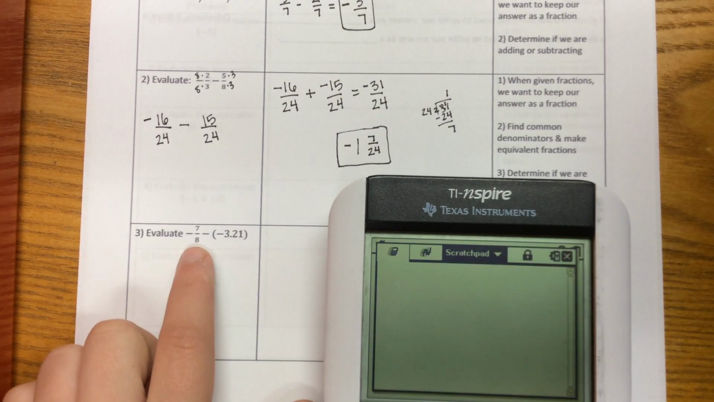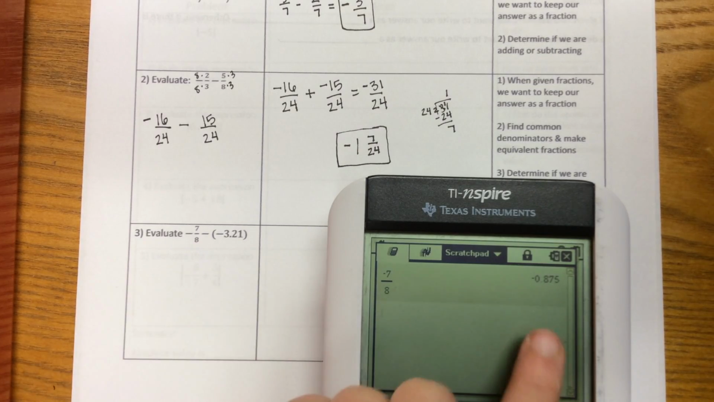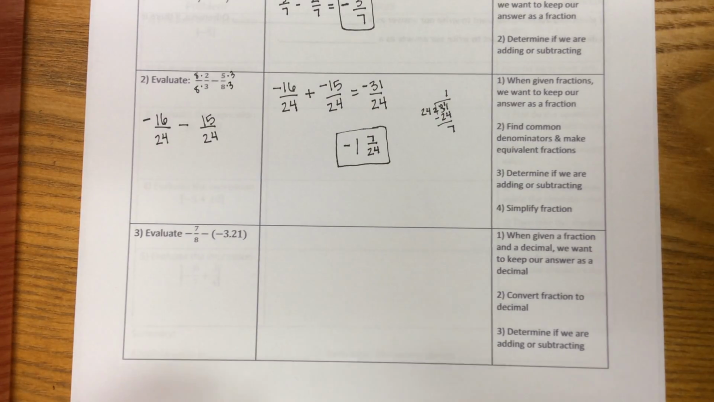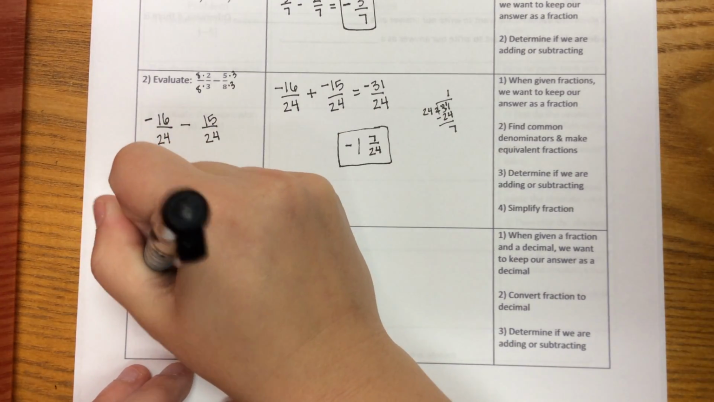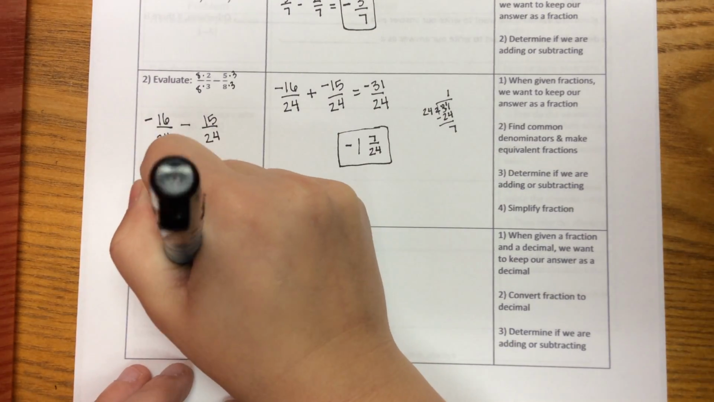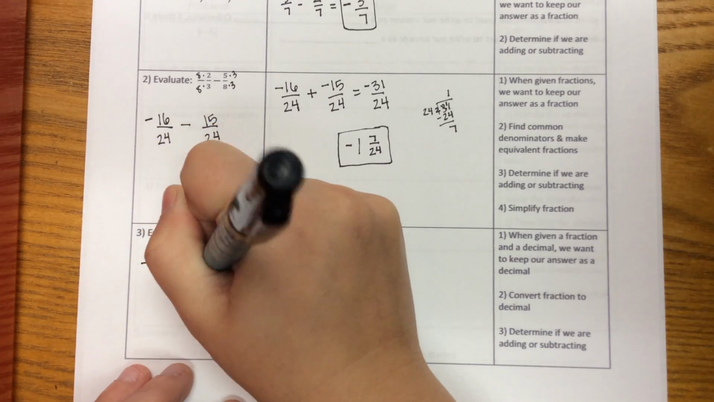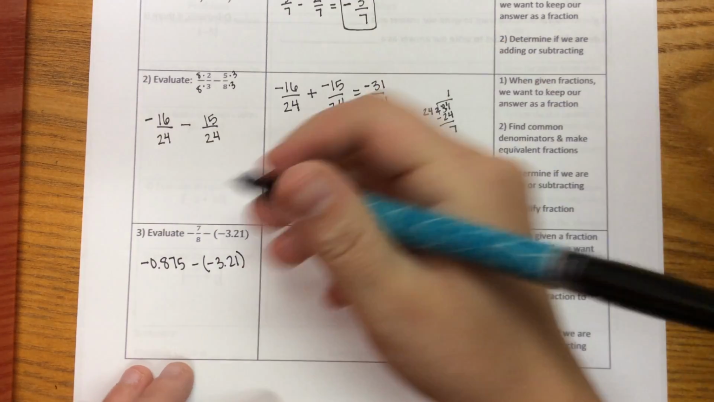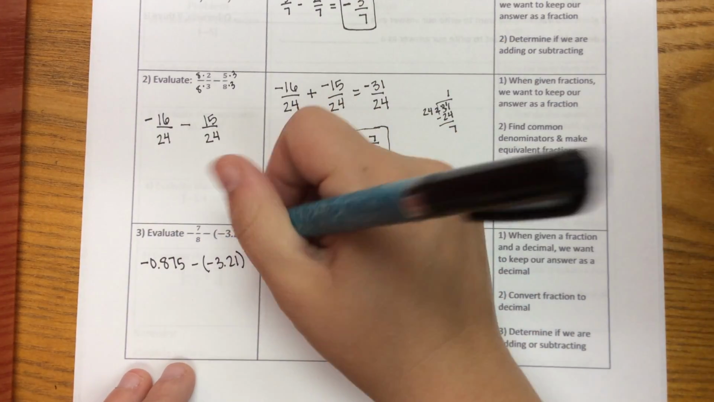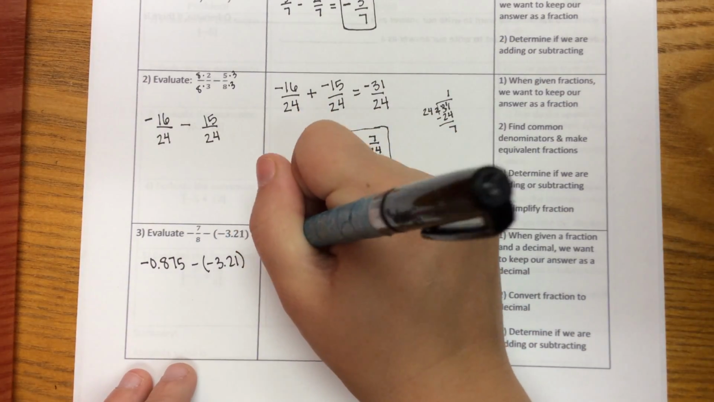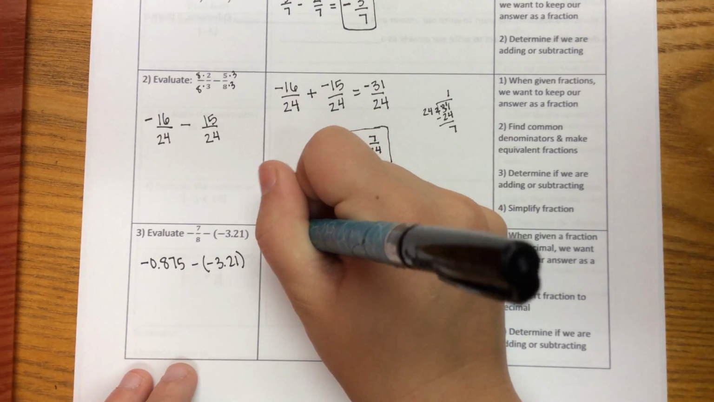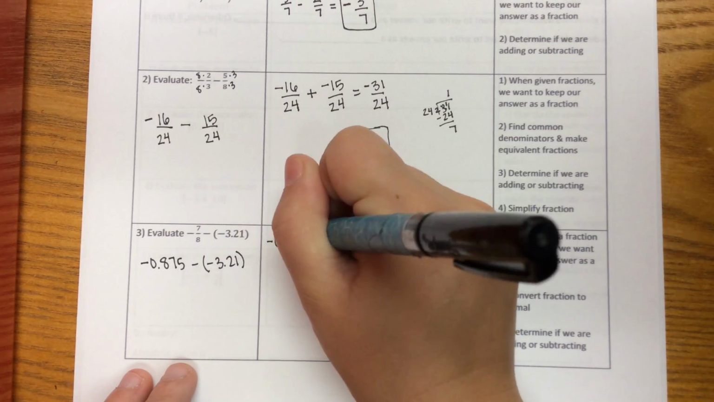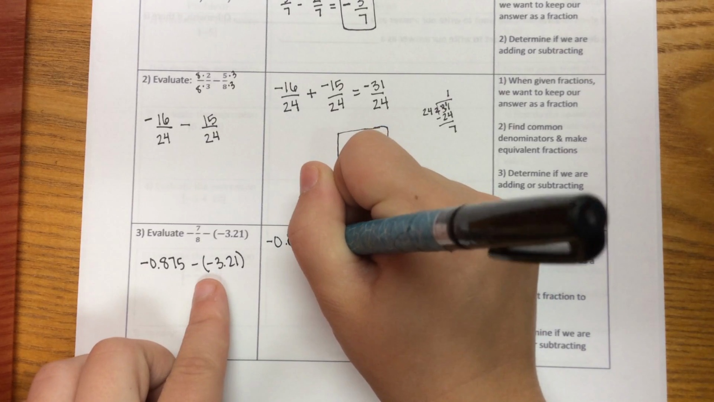Okay, and I'm going to do negative 7 divided by 8. I get negative 0.875. So this is really negative 0.875 minus negative 3.21. So now I'm going to change the subtracting to adding the opposite. So I keep this as a negative 0.875. Change that subtracting to adding.